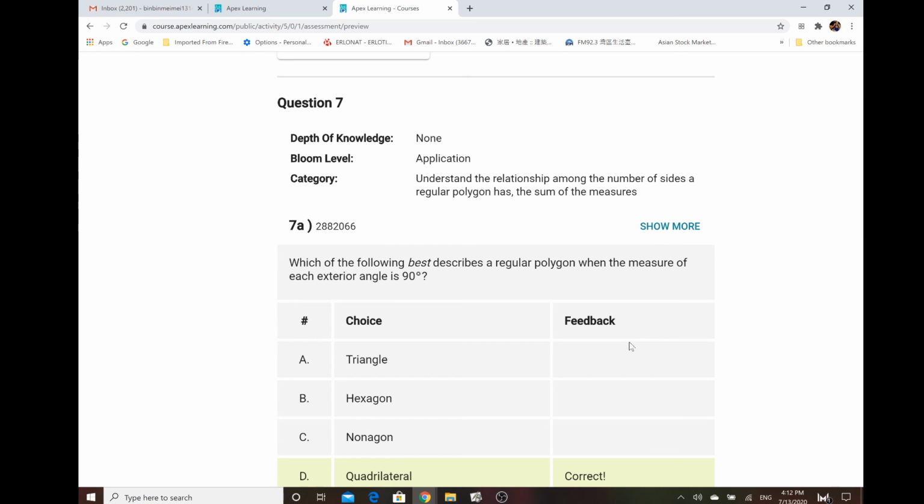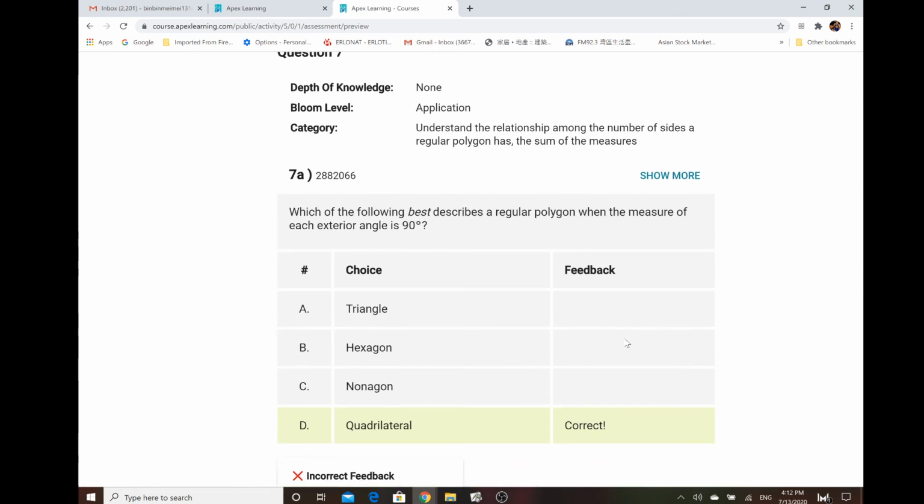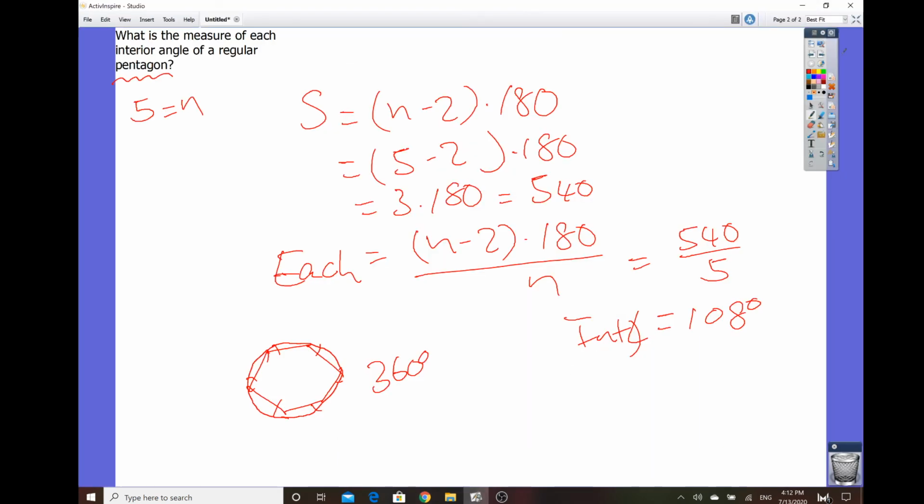And now the next one, number 7. Which of the following best describes a regular polygon when the measure of each exterior angle is 90? If the measure of the exterior angle is 90, the way to find the name of the polygon is just by setting 90 equals 360 over n.